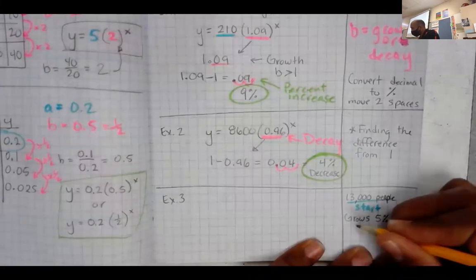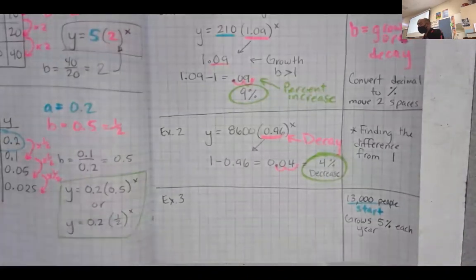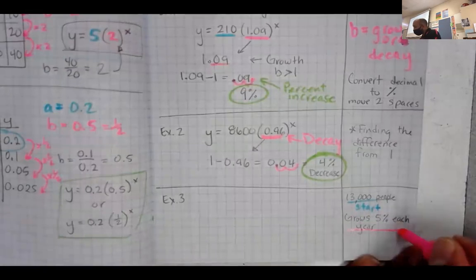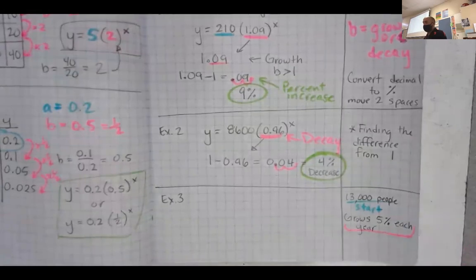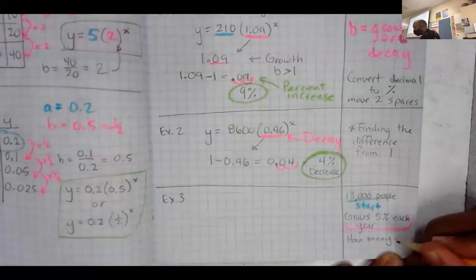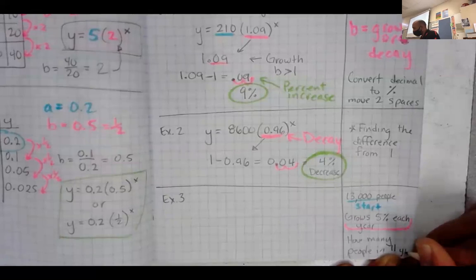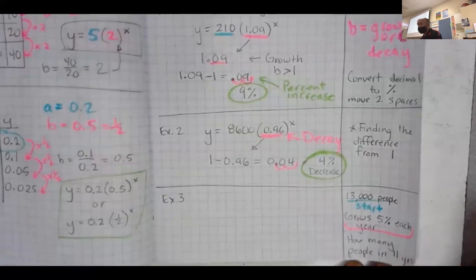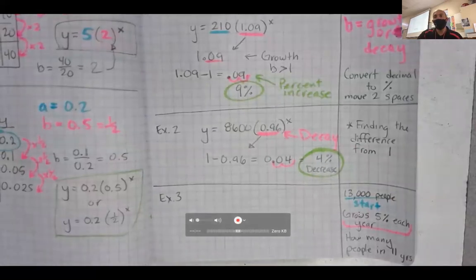each year. Okay, when you see the word that says grows or is decreasing, that one is going to be your B. All right, so we're going to get the B from that number. That's not your B though. We've got to change it and then make it into our B. All right, and then the question was, how many people in 11 years. I'm sorry if you guys ran out of room there, but that's 11 years. So how many people in 11 years?